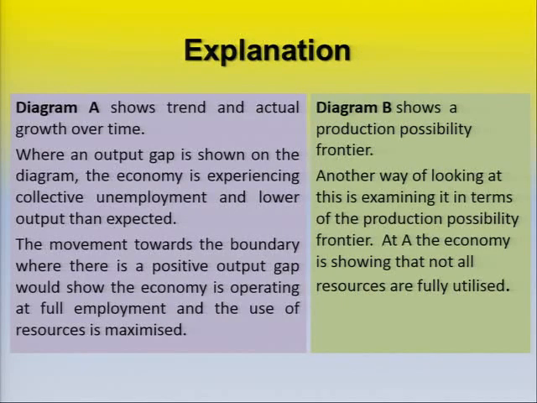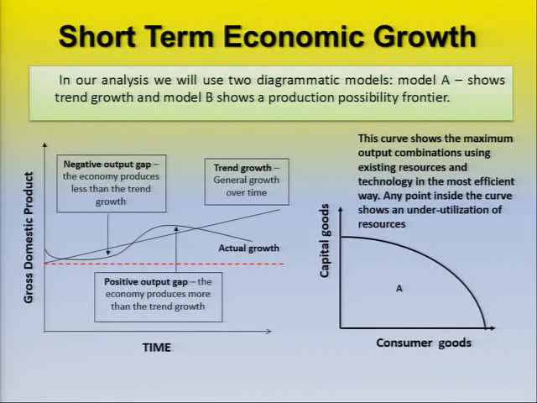In diagram A, the diagram on your left, it shows the trend and actual growth over time, where an output gap is shown on the diagram. So the economy is experiencing cyclical unemployment and lower output than expected. Now, the movement towards the boundary, where there is a positive output gap, would show the economy is operating at full employment and the use of resources is maximized. Let's just go back there again. You can see the negative output gap there. It is the gap just below the trend line. You see where the trend line is?